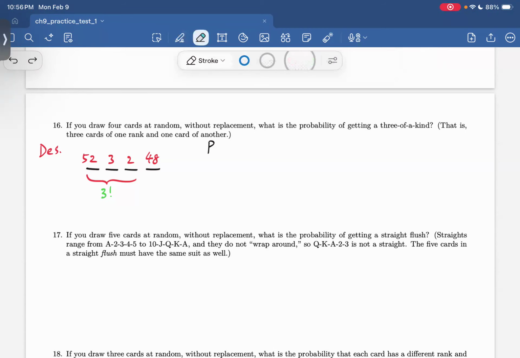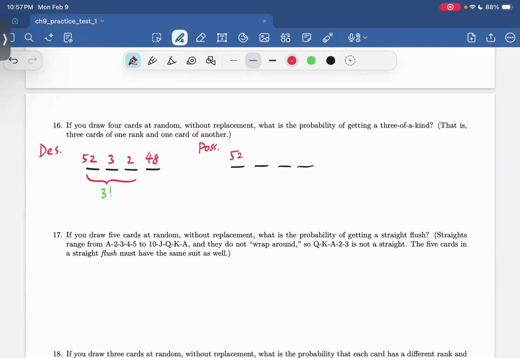Let me also think about the total possible. It's a 4 card hand. And it could be anything because I'm thinking about all the possibilities. So 52, 51, 50, 49. I'll overcount by 4 factorial. So my total will be 52 times 3 times 2 times 48 divided by 3 factorial, divided by 52, 51, 50, 49 divided by 4 factorial.